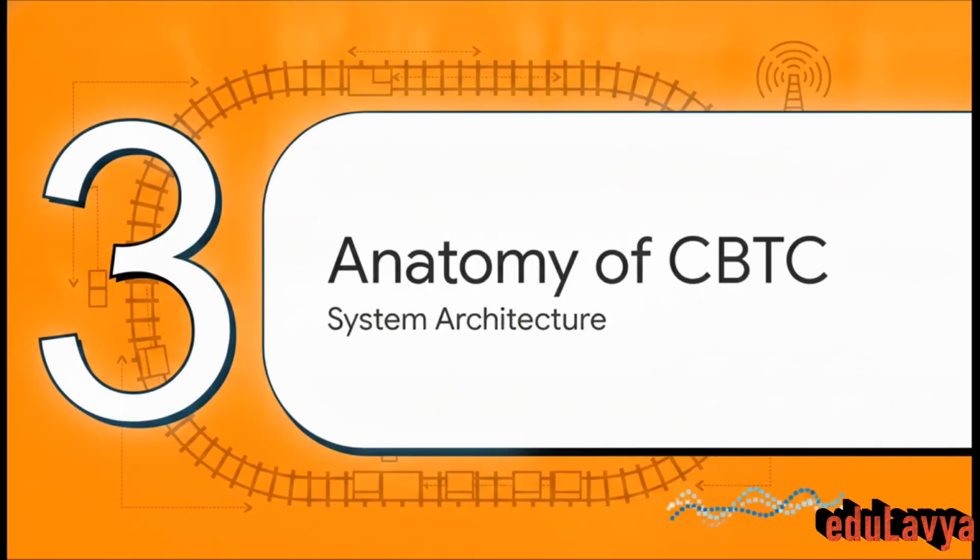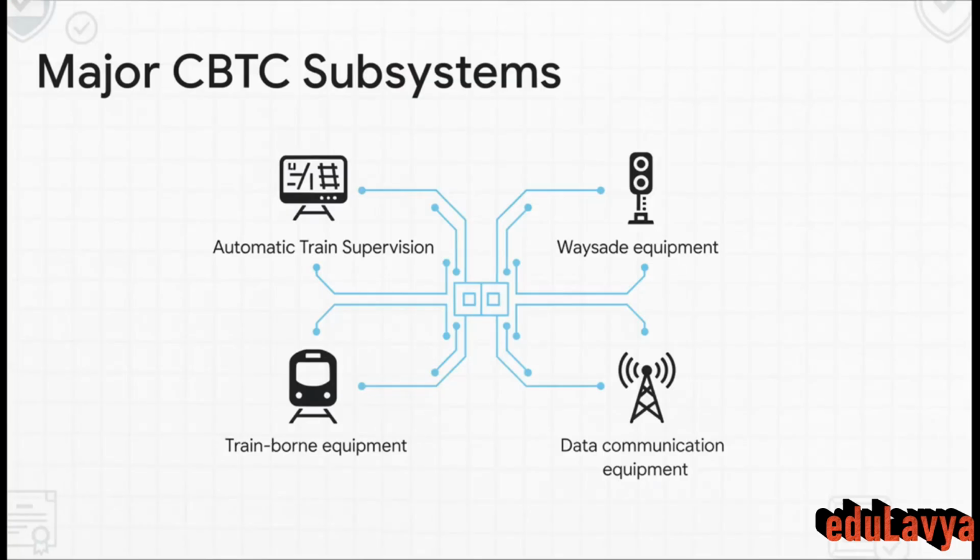Section 3. Anatomy of CBTC subsystems. So, to actually make these moving blocks a reality, and to pinpoint train locations without relying on clunky old track circuits, the system needs a continuous, high-resolution telecommunications loop. According to the IEEE 1474 standard, a true CBTC architecture requires 4 major interacting subsystems. We're talking automatic train supervision, wayside equipment, train-borne equipment, and the data communication equipment itself.